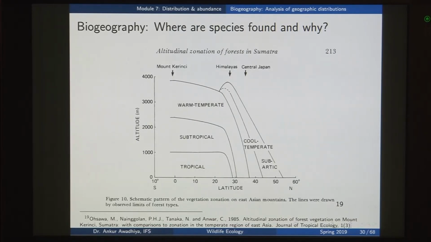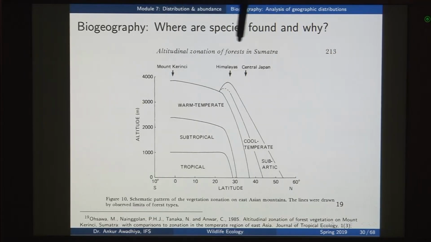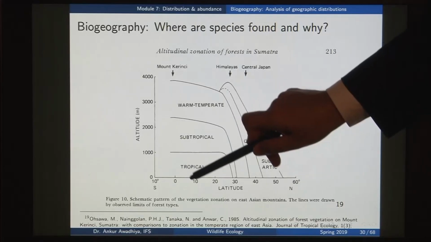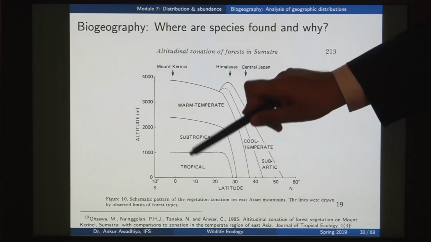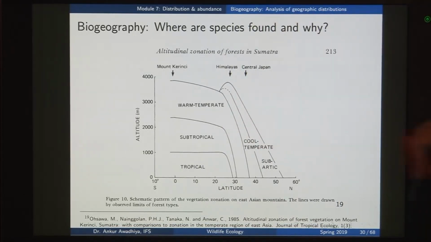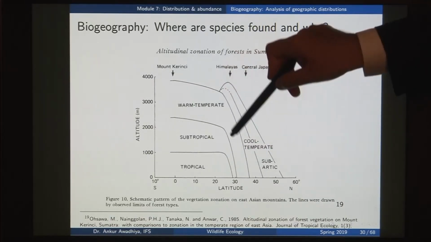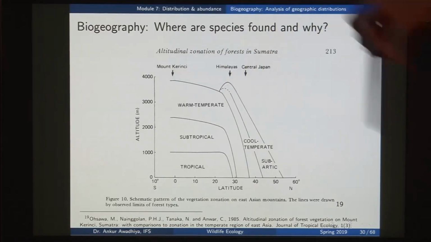Now here we are talking about the altitudinal variation, the altitudinal zonation of forests in Sumatra. Say you have an area at 10 degrees latitude. If you move upwards, typically the temperature reduces. So you will start seeing a tropical forest, then you will move to a subtropical forest, then a warm temperate forest, and maybe later on even an alpine forest.